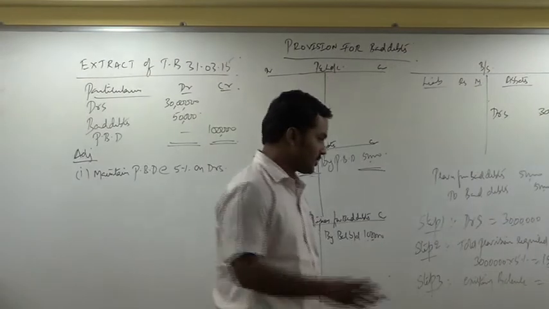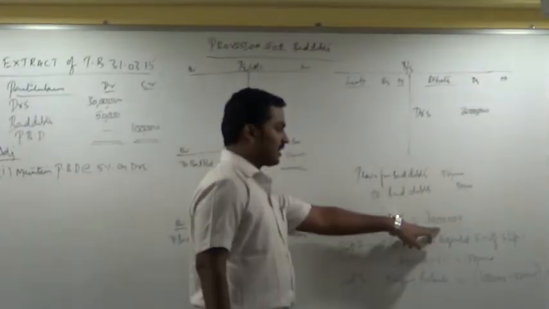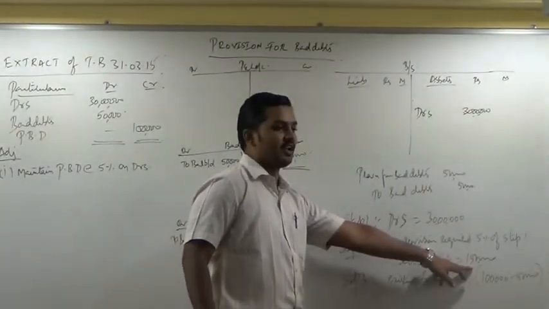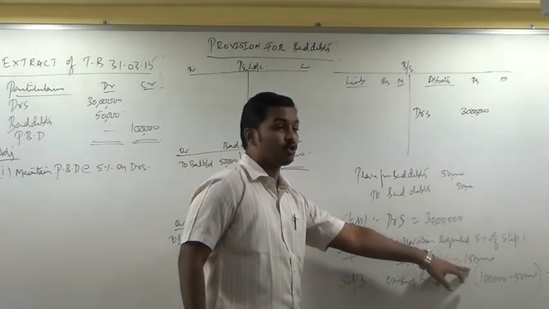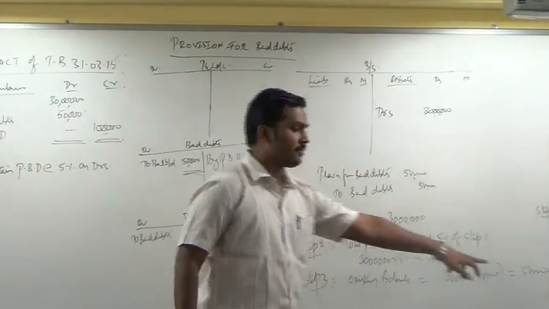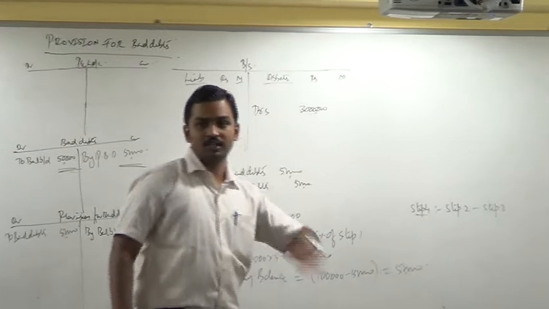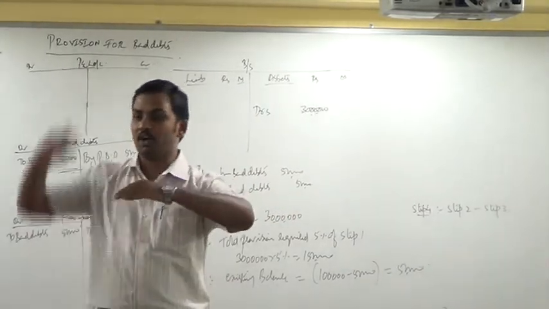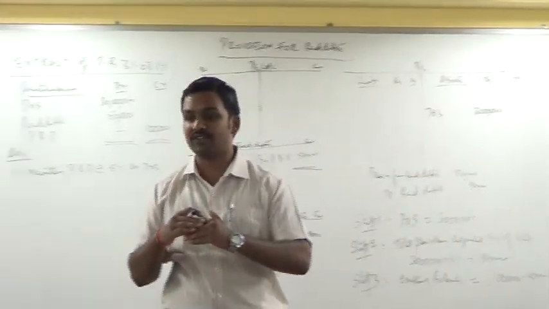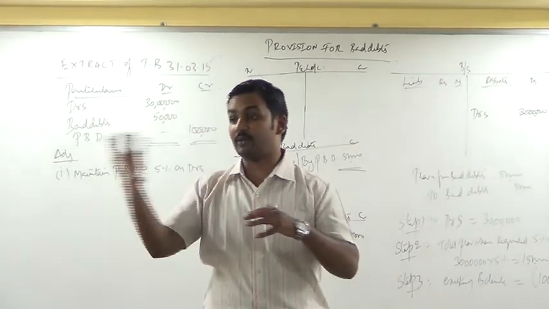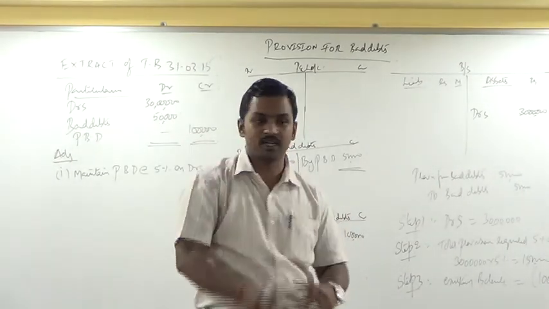Before we go to step 2, step 4. Look at the board. For 30 lakh debtors, we expect a loss of 1,50,000. So this should be the total provision we should have. But we already have a provision of 50,000. So there is a shortfall in the provision. We want 150, but we have only 50. So we have to bring 1 lakh from what? From the profit and loss account.